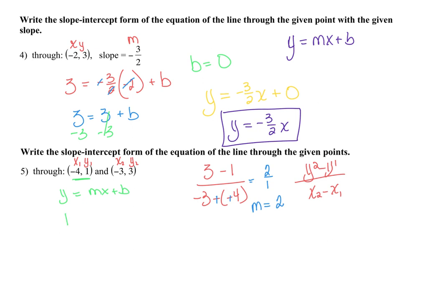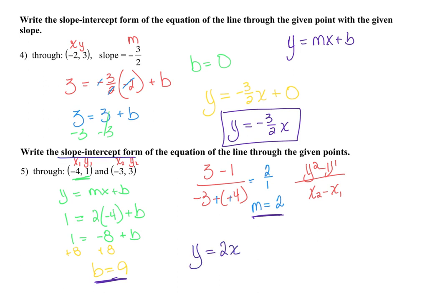We're going to plug in our y. We're going to plug in the m that we just found. We're going to plug in our x plus b. I don't have to use both, just one of them. And then I'm going to solve for whatever my b is. So when I add that 8 over, I get that b equals 9. Now I have my m, I have my b. I'm ready to write that slope-intercept form. Y equals mx plus b.